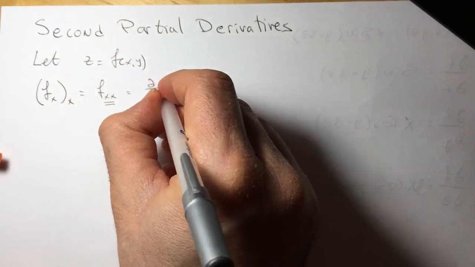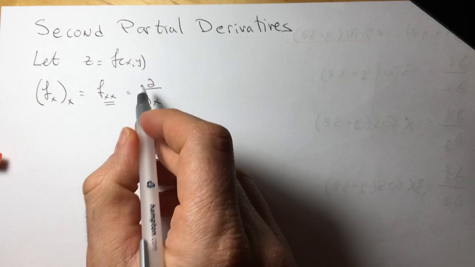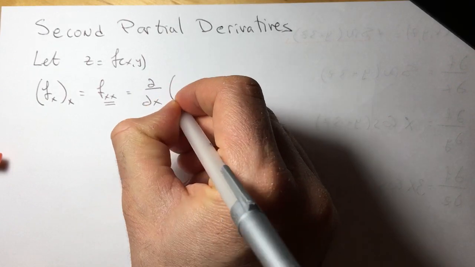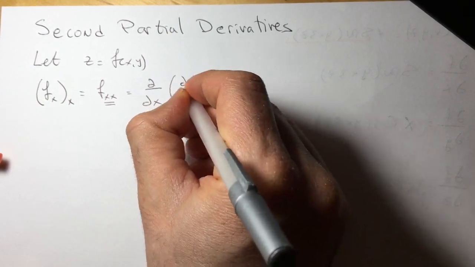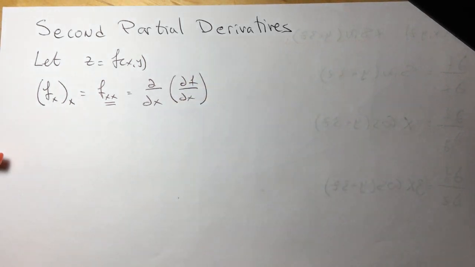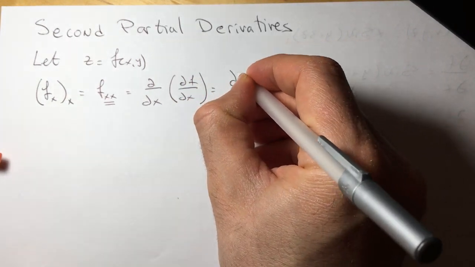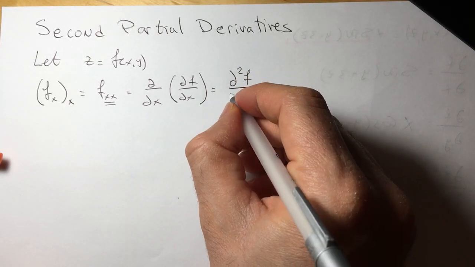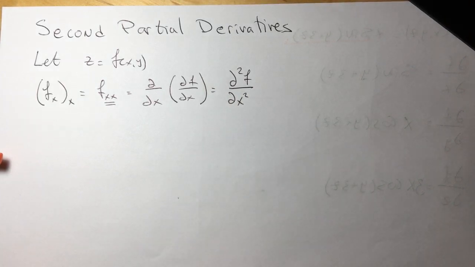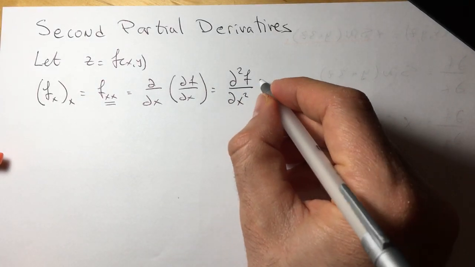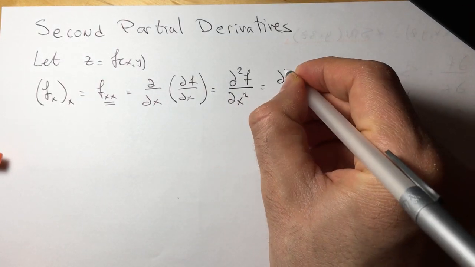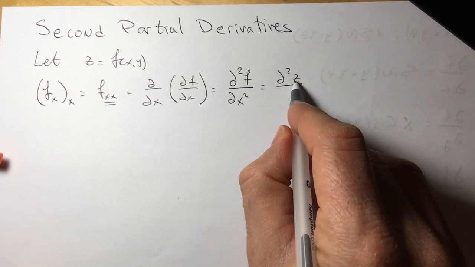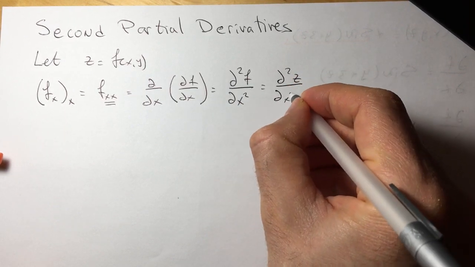Also, partial derivative with respect to x of the partial derivative with respect to x, okay? Or this one is very common, second order partial derivative of f with respect to x. Or finally, if you use the name z for f, this is what you get.